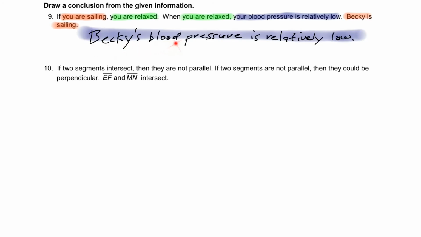So our conclusion is really the conclusion from the second statement. And that is that Becky's blood pressure is relatively low. Now let's go on to number 10.